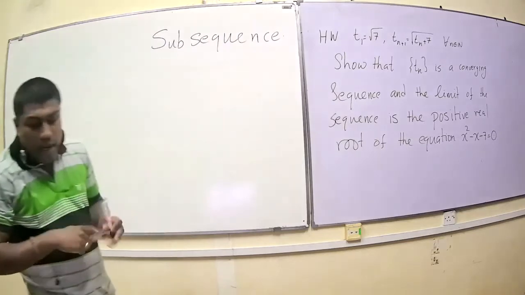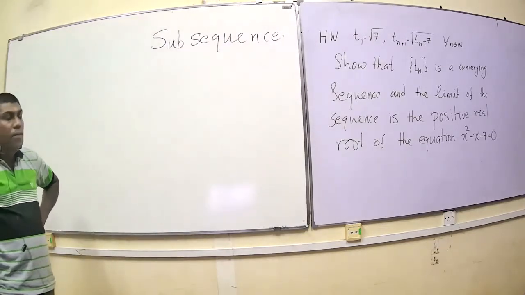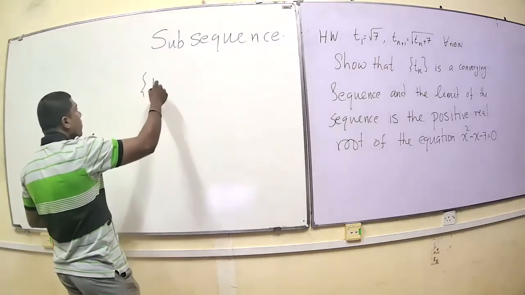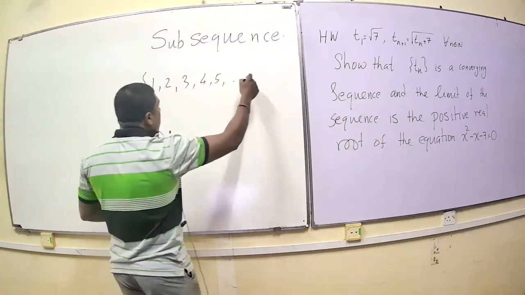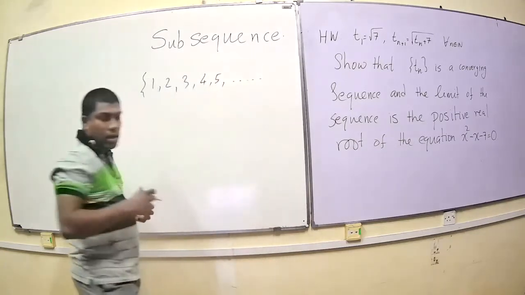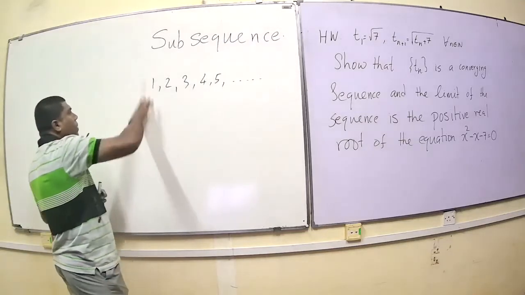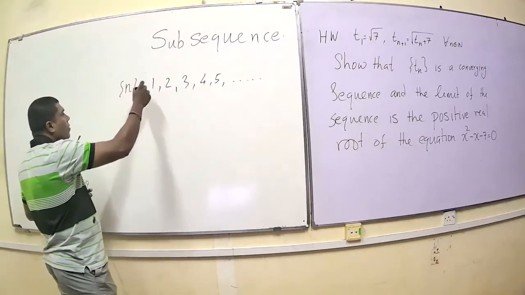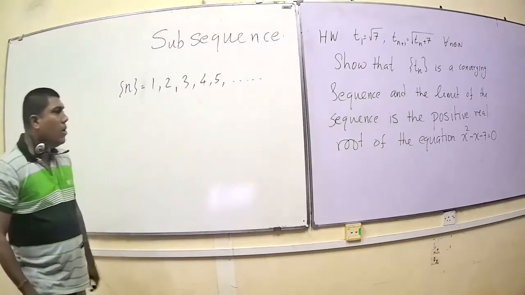So you have learned about sequences. Say you have a sequence like 1, 2, 3, 4, 5. This basically is the sequence of natural numbers, and you can write it like this.